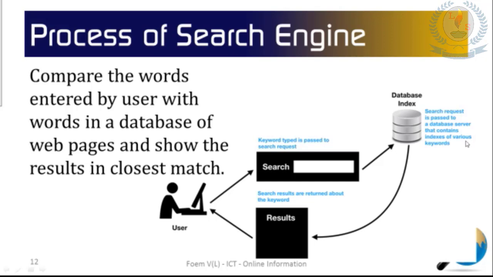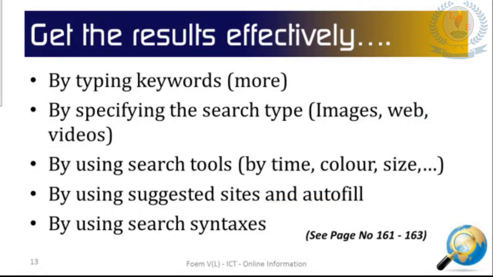So it compares the words entered by you with the words in a database of web pages, and then shows through the browser the closest match. How do you get the results effectively? When you are typing the keywords, you are thinking, I am getting the results that I need exactly.